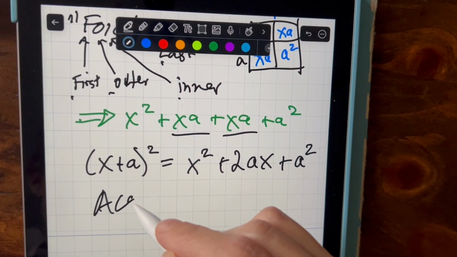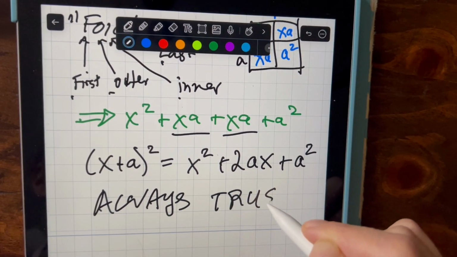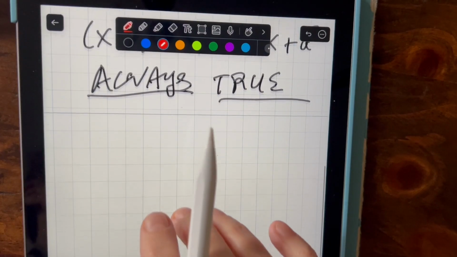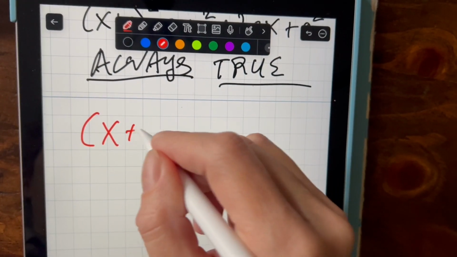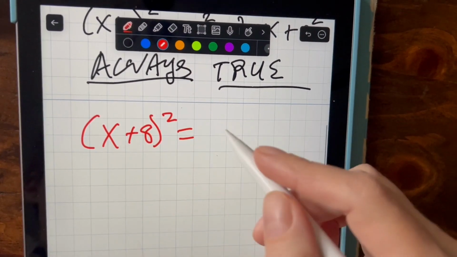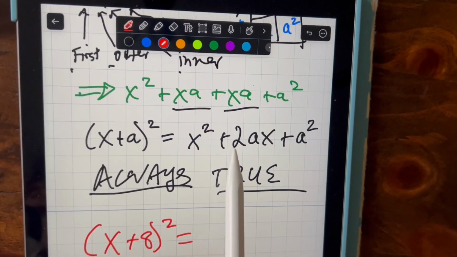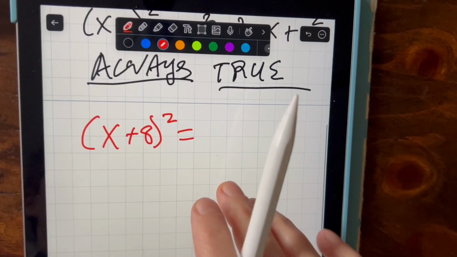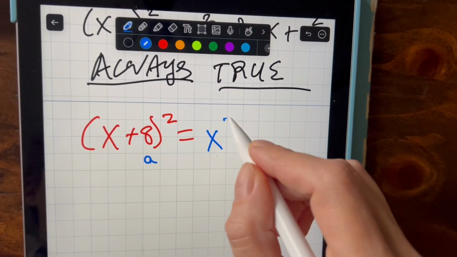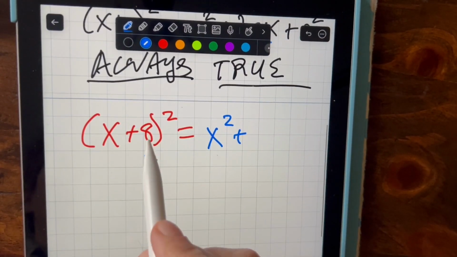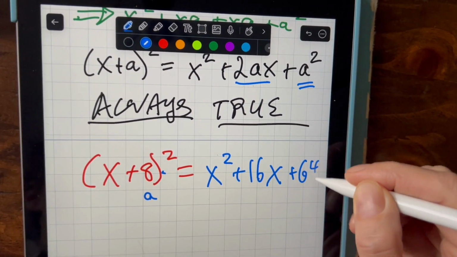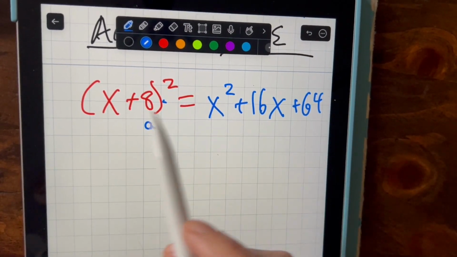This is always true. We proved it by using the letters. So if I say, what's x plus 8 quantity squared, do I have to do all of this? Nope. I know that this is going to be x squared plus twice ax plus a squared. So a in this example is 8. So this is equal to x squared plus 2a x, 2 times 8 is 16, plus a squared, 8 squared is 64. I don't have to multiply this out. I can use my form.